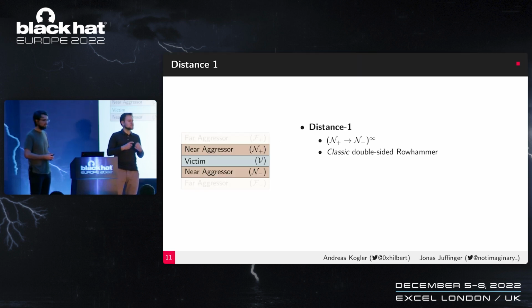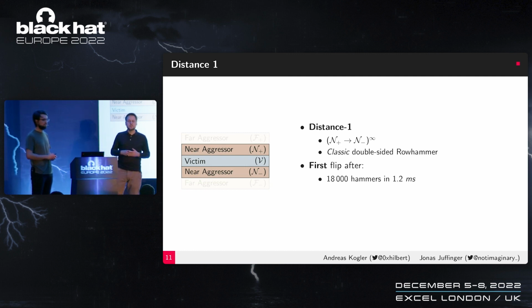So we go back again to distance 1 hammering. With distance 1 hammering, we have seen this attack pattern where we interchange these aggressor accesses. And we simply now measured how long it takes, in amount of accesses, to induce a flip into the victim row. And we can see with 20K accesses, we get the victim to flip. This takes around 1.2 milliseconds, and if you remember, that's within the refresh interval of the DRAM.